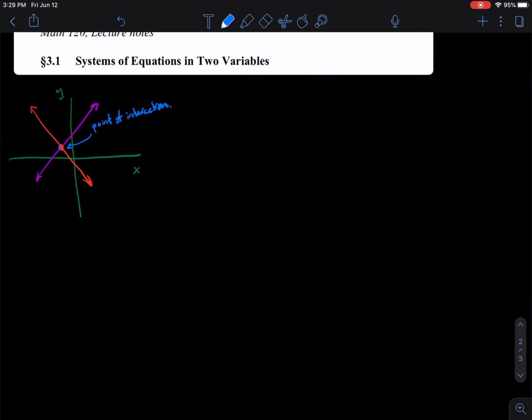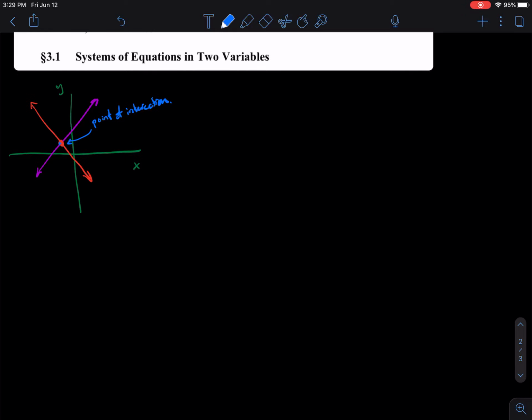When we solve a system of linear equations algebraically, we get a point x comma y. The x, y coordinates usually represent the point of intersection. So this is what the solution for a system of linear equations is. This is the one solution case, and we refer to this as a consistent system. And it's independent, meaning both lines are independent of each other.